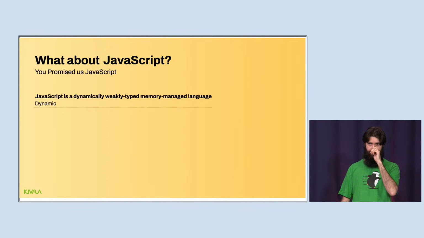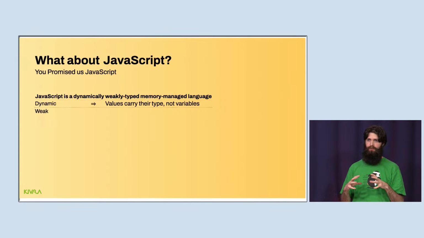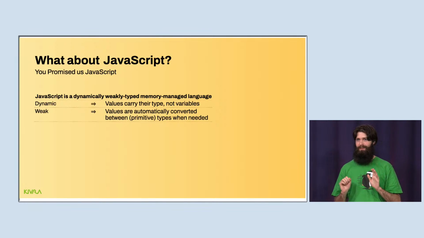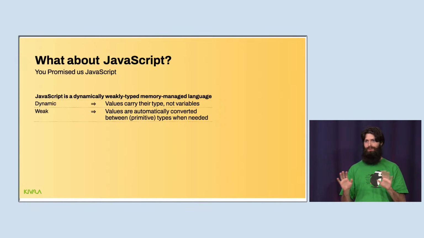It means that the values themselves carry the type. Anyway, you're going to get a sneak peek. So dynamic means that values carry the types, not the variables. That's true also for Clojure, it's true for Erlang, or the entire BEAM actually.